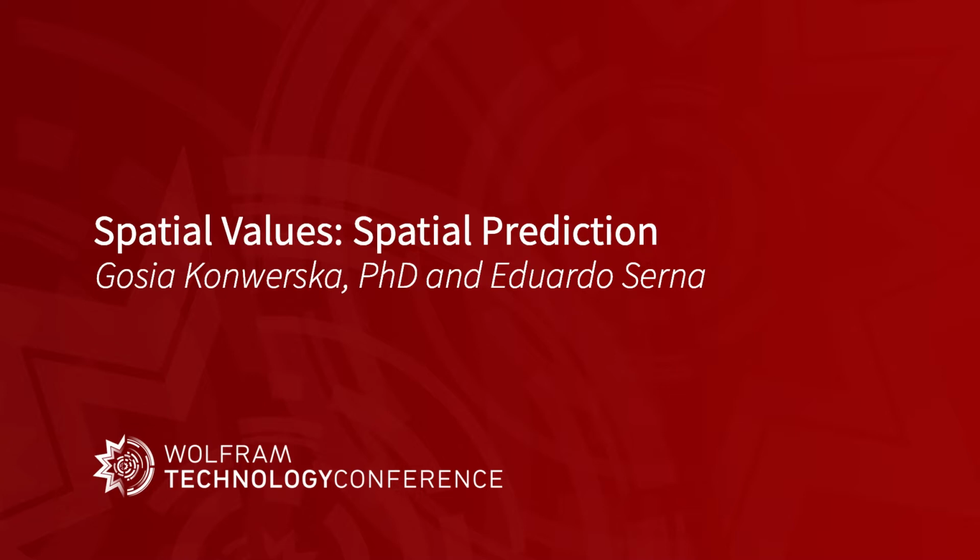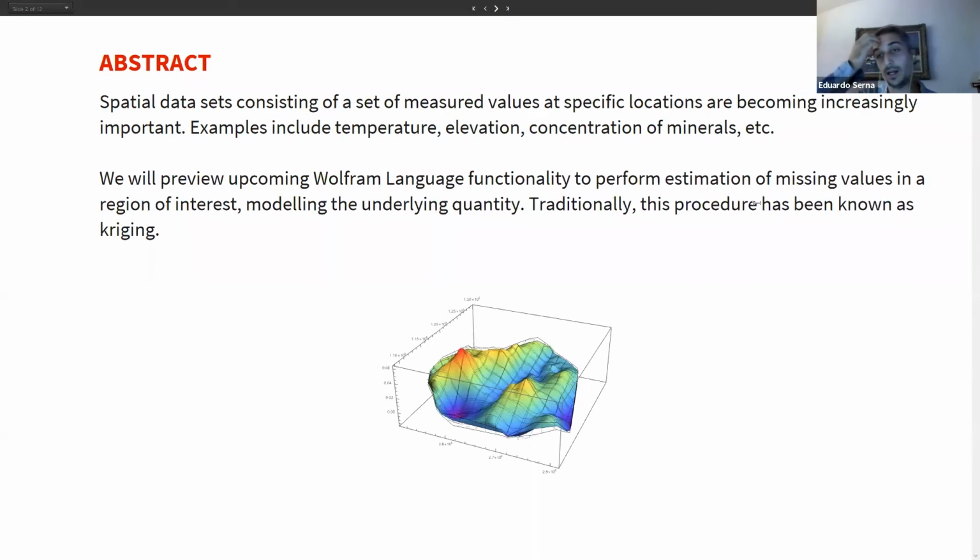The title of this talk is spatial estimation. But the topic of this talk is something that is traditionally known as kriging. This is the thing I started working on when I joined Wolfram about 5 years ago. It was the first thing that I did, and I gave a similar talk to this one at my first WTC in 2015, so that's actually more than 6 years ago.